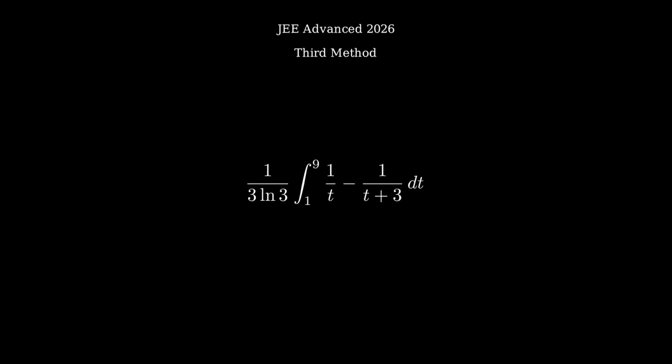And now we are just left with the integral of 1 upon t minus 1 upon t plus 3 dt. Now integrate it, we get ln mod t minus ln mod t plus 3. Now put the limits given from 1 to 9. So we get 1 upon 3 ln 3 multiplied by ln 3 by 4 minus ln 1 by 4. Now apply the logarithm property, so we get ln of 3 by 4 divided by 1 by 4, which simplifies to ln 3. Then the ln 3 and the ln 3 cancel out, leaving us with our final answer, 1 by 3.